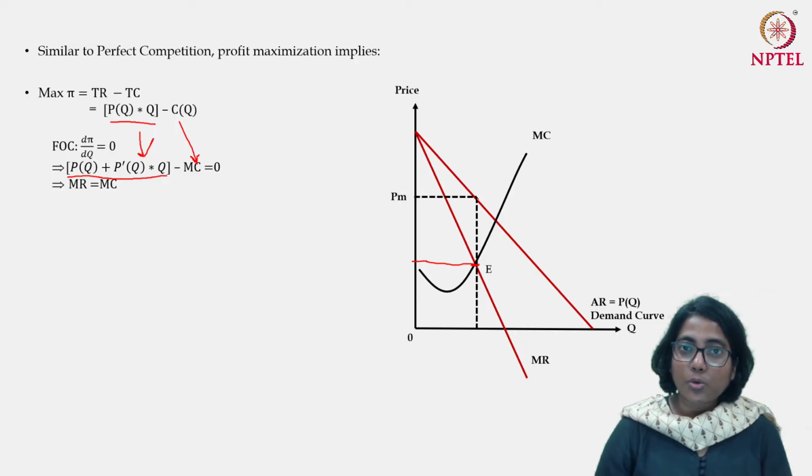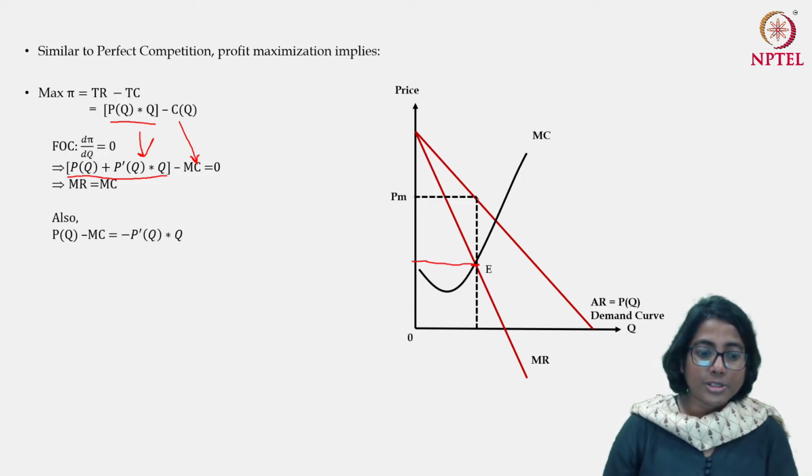charged. So the quantity is determined by the intersection of marginal cost and marginal revenue. Once you decide the quantity, you put that quantity in the function of the demand curve, and then you determine what is the price that the monopoly would charge. So this is the difference between the monopolist and the competitive firm.